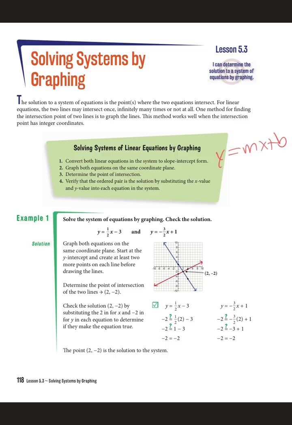Step 2, graph both equations on the same coordinate plane. So remember, it takes 2 points to make a straight line, 3 or more to verify. Step 3, determine the point of intersection. Okay, and that's where the two lines intersect. Step 4, it says verify that the ordered pair is the solution by substituting the x value and y value into each equation in the system.